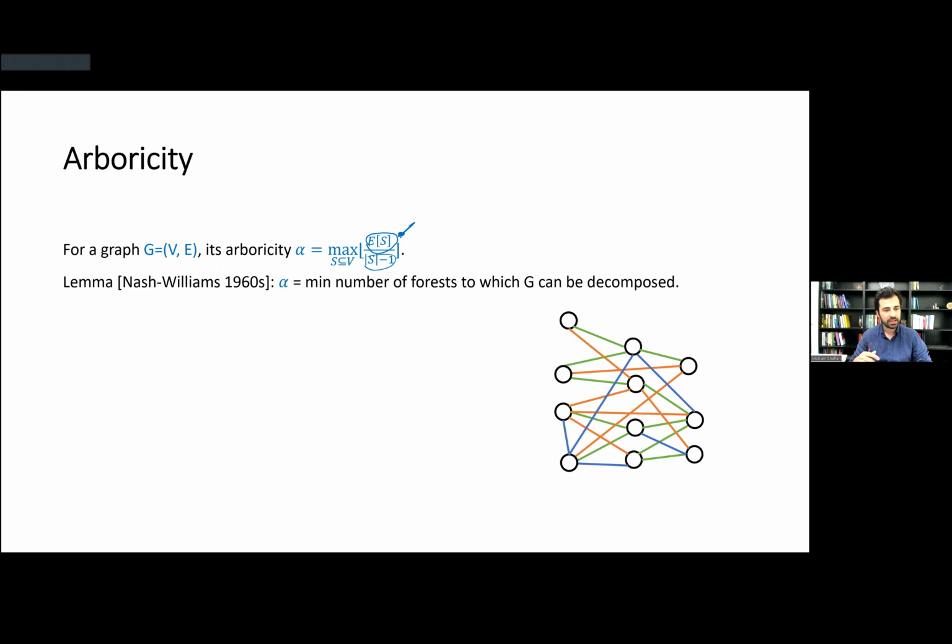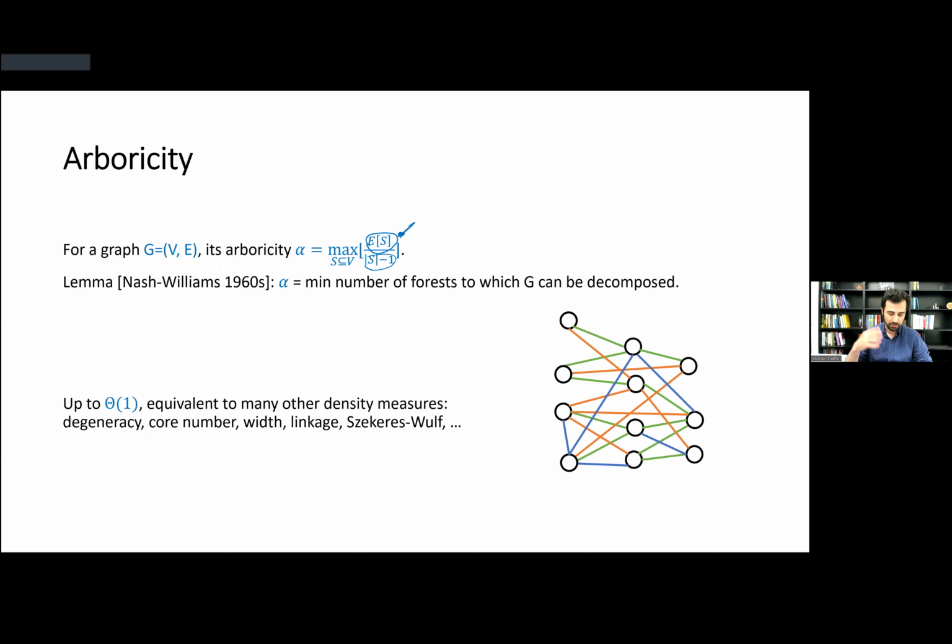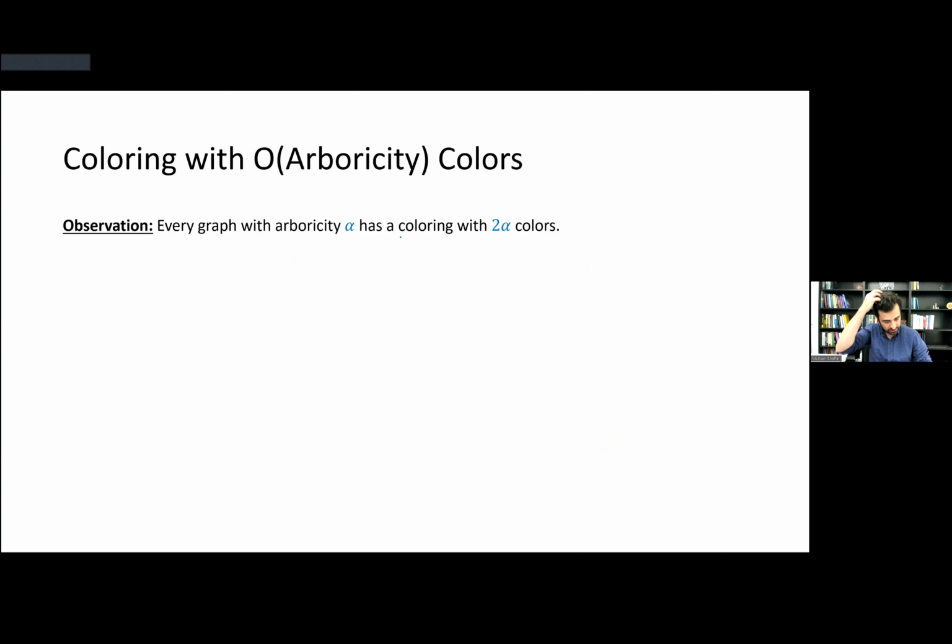And it's well known that this definition, up to a constant factor, is equivalent to many other classic definitions: degeneracy, core number, width, etc. So what about coloring as a function of arboricity? It's a very simple observation that any graph that has arboricity alpha can be colored with 2 alpha colors. And the reason is simple.